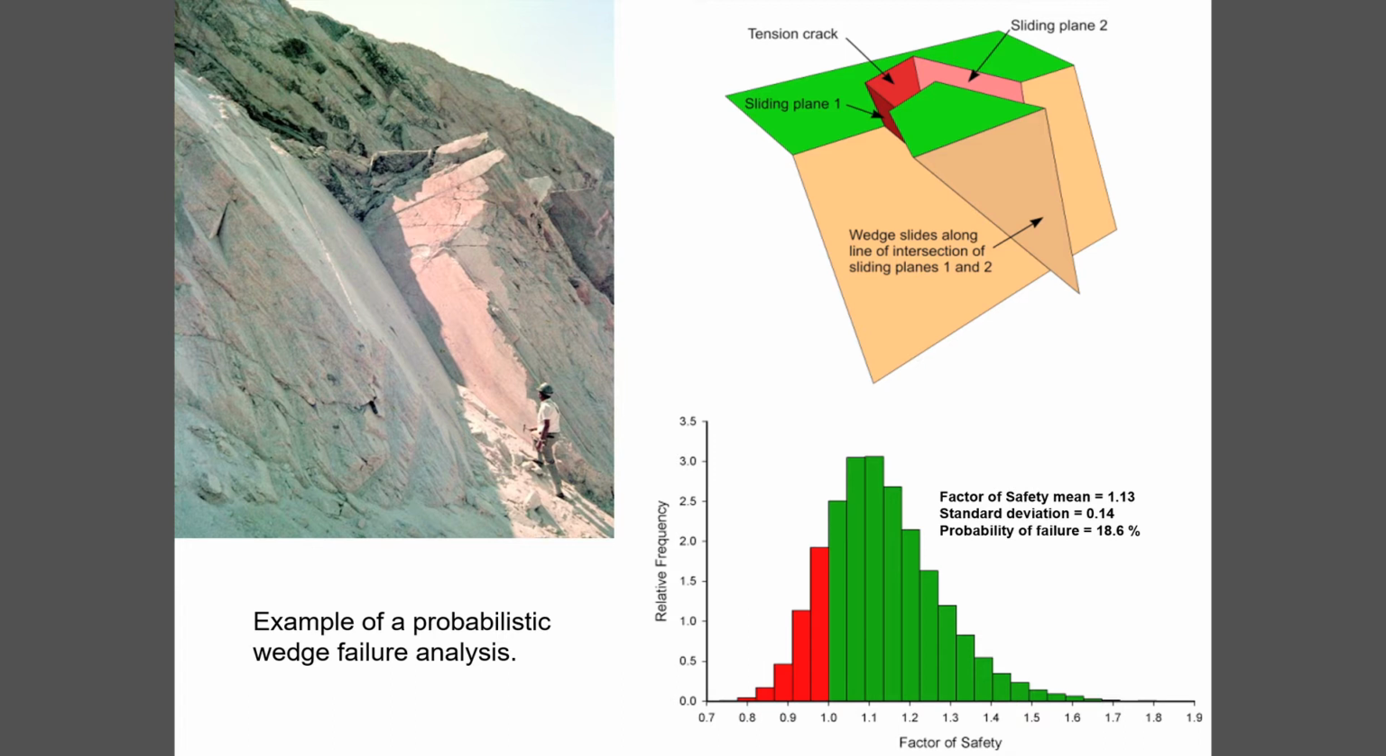And the red part of the plot indicates factors of safety of less than 1. In other words, those slopes would fail. And the probability of failure is defined as the total area of the red part of the histogram divided by the total area of the whole histogram. So the factor of safety you see there is 1.13, and the probability of failure is 18.6%. And those are critical numbers, and they have different meaning in our decision making on slope stability.